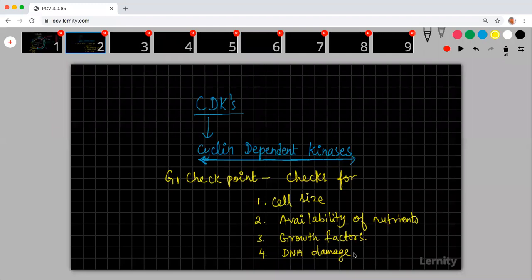Yeah, the CDK, I'll tell you what is CDK. I'll just explain what the CDK is. Just wait for some time. You please write this thing alone.